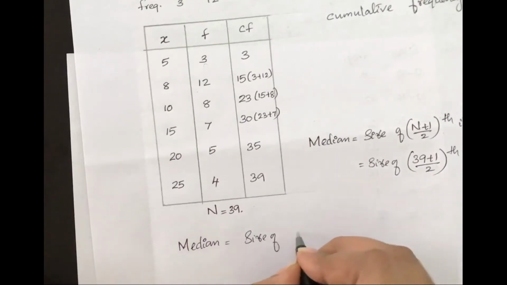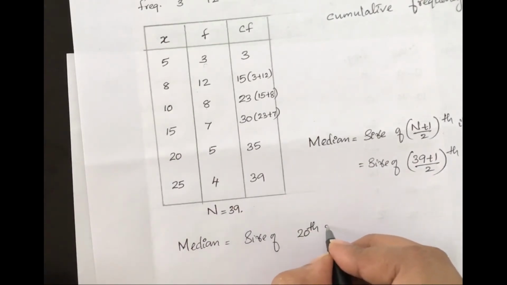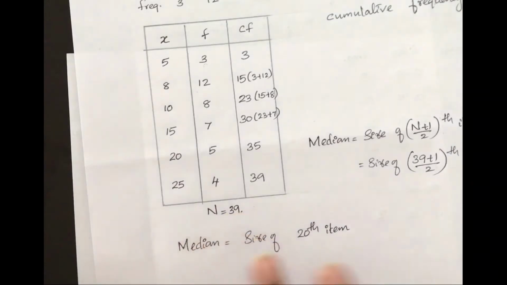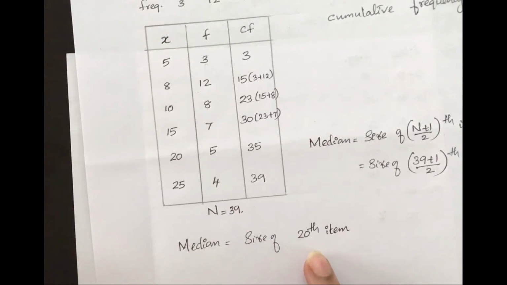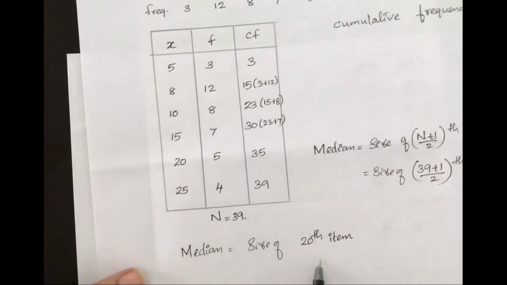size of 20th item. It is not equal to 20. It is the value of x which is in the 20th position when we are arranging the values. So how do we find out the 20th position?